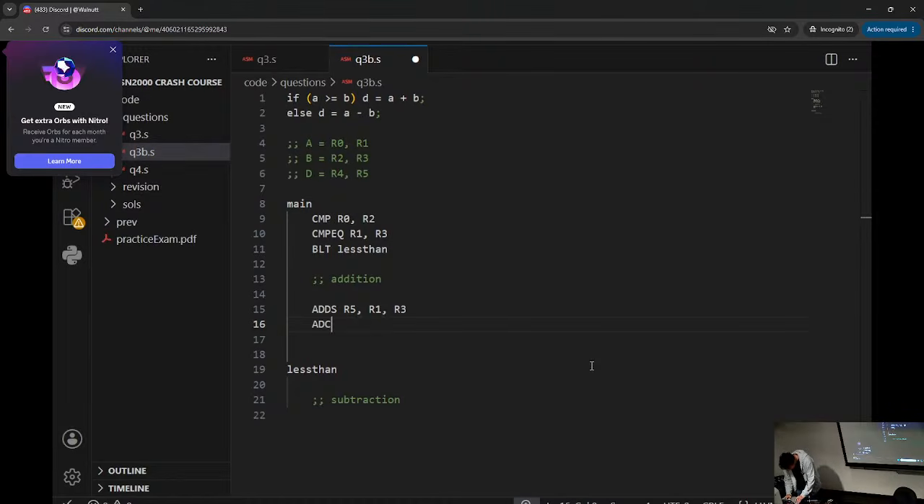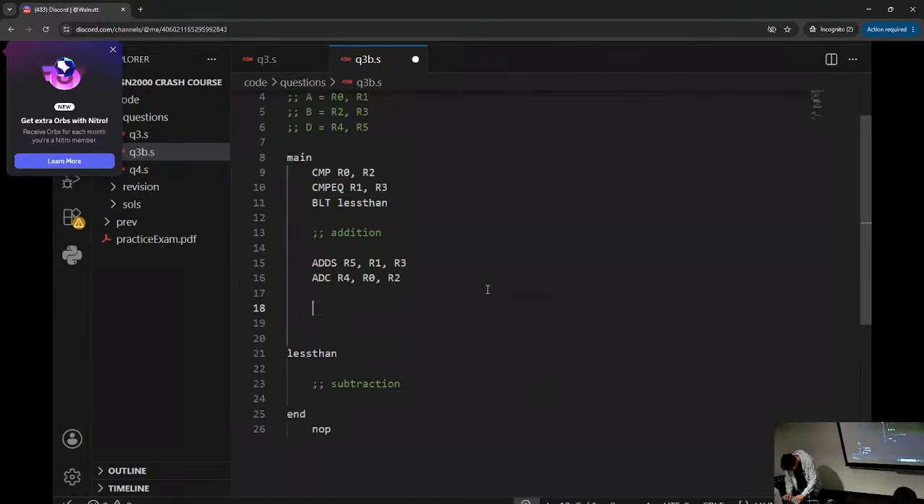So we then do the more significant figures, R4, was it R0 and R1? And what this does is it takes the carry bit from the previous instruction and also includes it in the next addition. Cool. Oh yeah, my bad, R2. You're right. Cool. And let's just say we have an end here. And we can branch to the end.